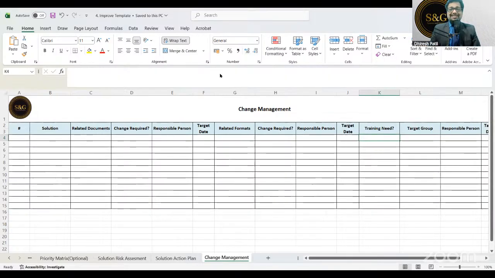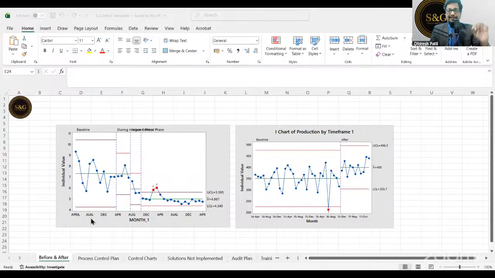Okay, so this is the improve phase template, and let me share with you the control phase template as well, which is for the sustenance part, right? Here we go. So the control phase, so the first one is before and after, because by the time you reach control phase, you already see some kind of improvement, right? So here you can see before and after, you know, the control chart, trend, etc. You can showcase.